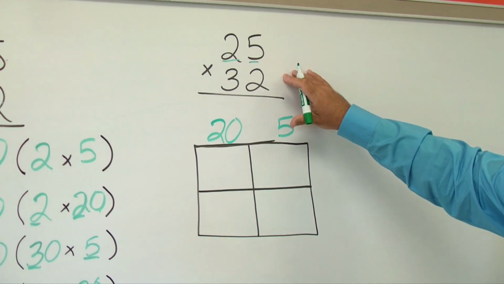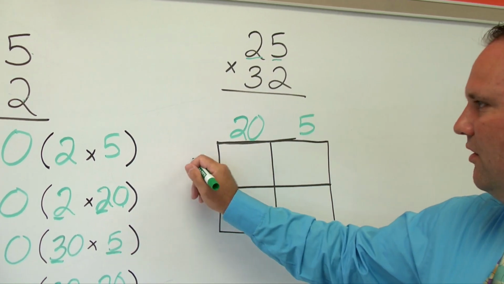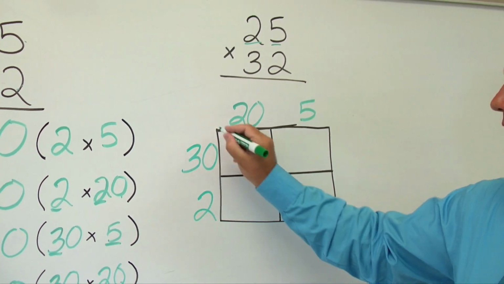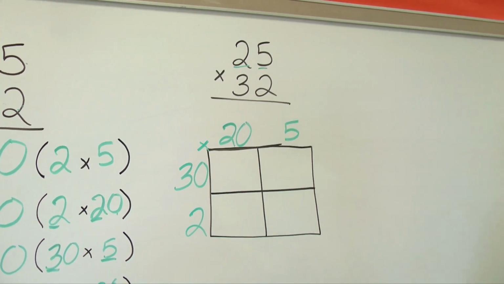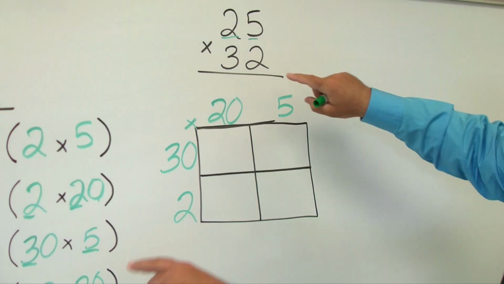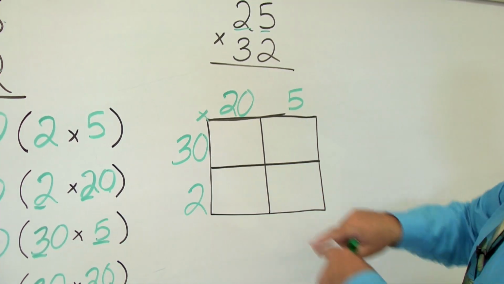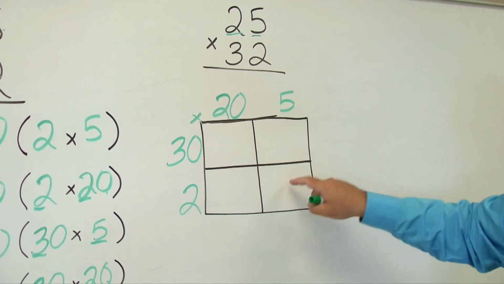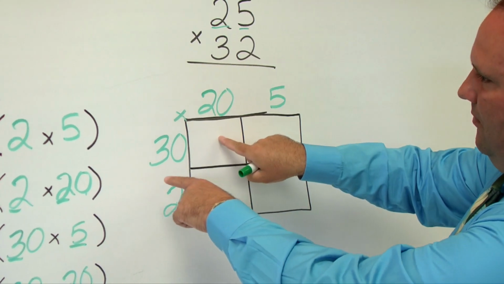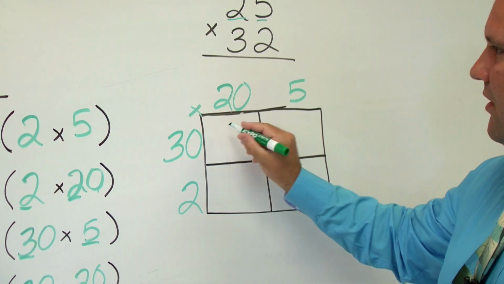Then I'm going to take 32 and write that on the side. I'm going to take my 30 and my 2. I like to put my multiplication sign in the corner. And then I'm simply going to use this almost like the game Battleship, a coordinated grid, and figure out which numbers I'm going to multiply and put in each box. So the first one here, I'll take 1 from the top times 1 from the side, 20 times 30.